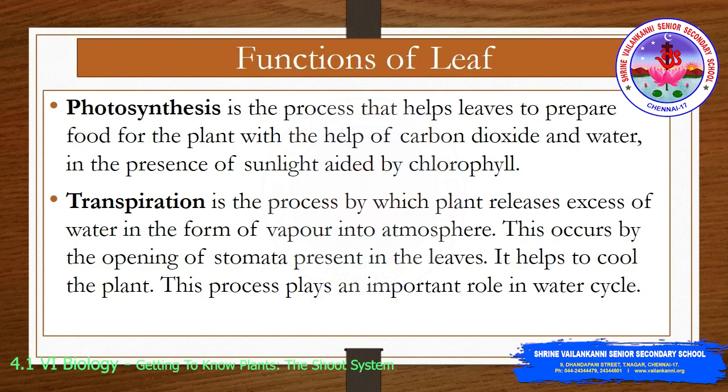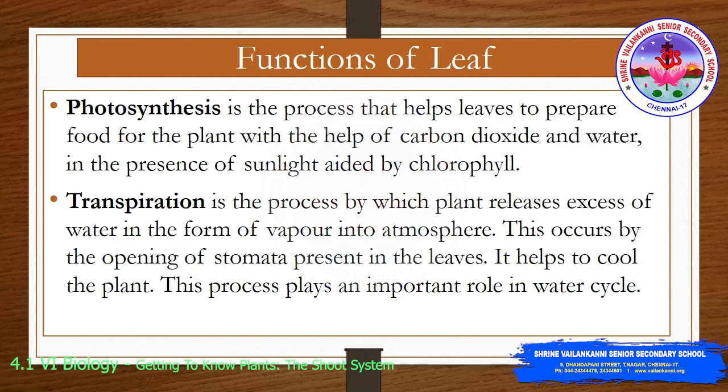Now we shall study the functions of leaf. The first amongst them is photosynthesis, the process that helps the leaf to prepare food for the plant with the help of carbon dioxide and water in the presence of sunlight, aided by chlorophyll.